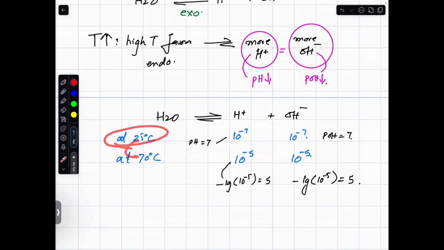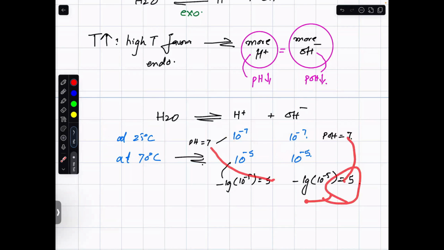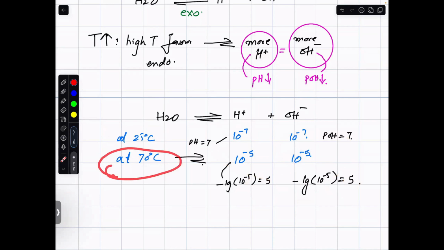Temperature increase. Equilibrium shifts to what? Right hand side. There is more H plus, there is more OH. The pH lowered, the pOH lowered, but they are equal. So it's still neutral. So when the temperature is changed, the pH of neutrality will change. And it is neutral as long as H plus is equal to OH.